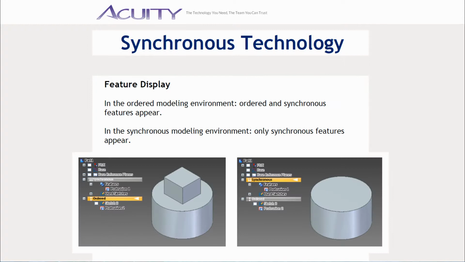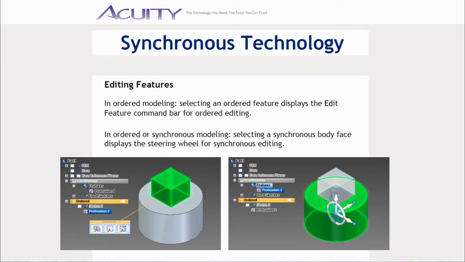Before you can start working with the synchronous environment, it's important to know that while synchronous features are displayed in the ordered environment, ordered features are not displayed in the synchronous environment. This is a consequence of the history-based nature of the ordered environment. Synchronous features are solved first, and then ordered features. However, ordered features can be converted to synchronous features, but we'll cover that at the end of the video. Next, ordered features can only be edited using the feature command that created the feature.